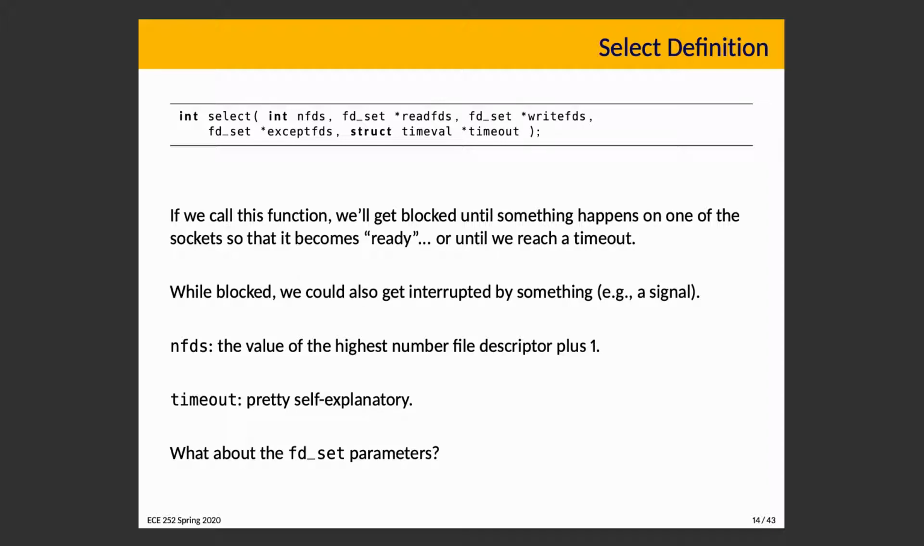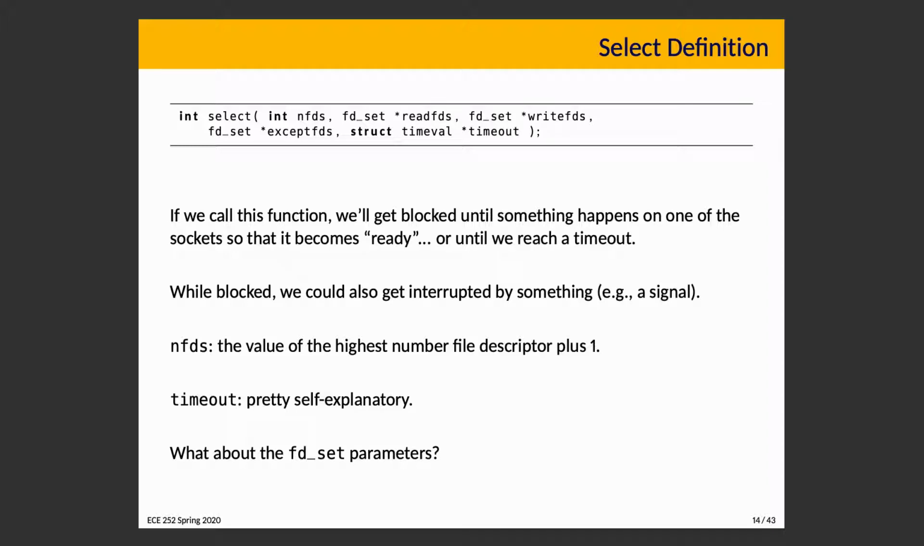nfds is the value of the highest numbered file descriptor. So in your socket sets, you put in the sockets that you want to watch. If there are sockets that you want to read from, you put them in the readfds set, and you have to keep track of which socket has the highest number amongst any of these, and then use that plus 1 as nfds.